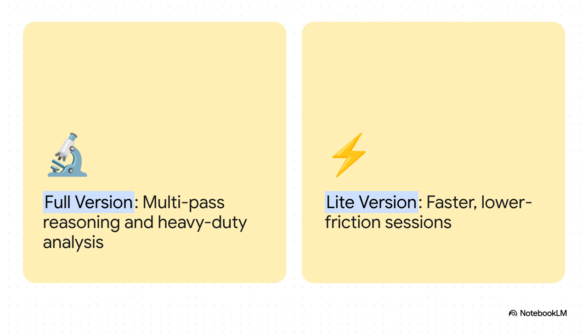Gupta also built Casebench Lite. It trims the whole engine down for a much faster, lower-friction session. It's absolutely perfect for when you just want a quick, straightforward Socratic check on a simpler case without having to boot up the massive pipeline.